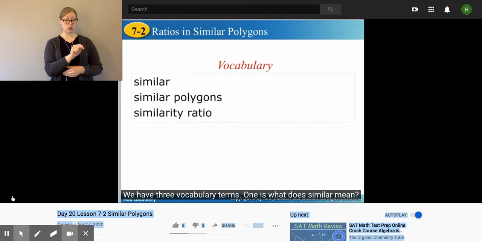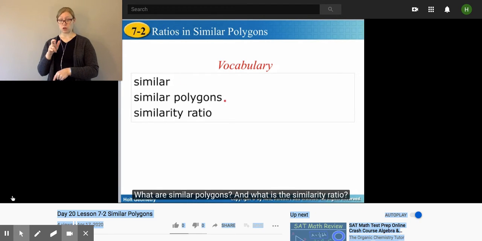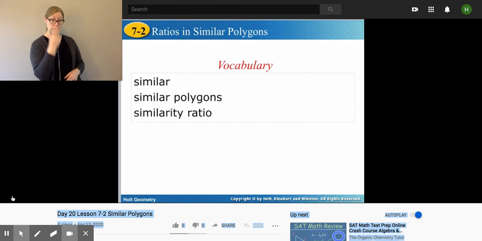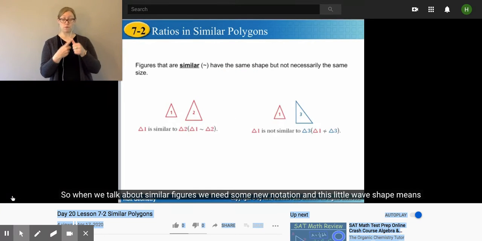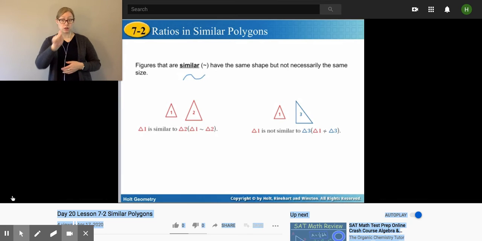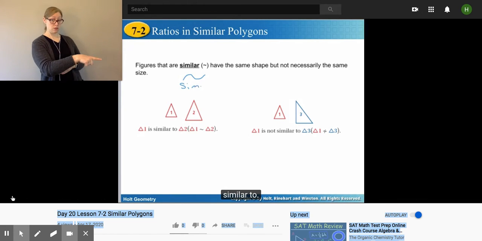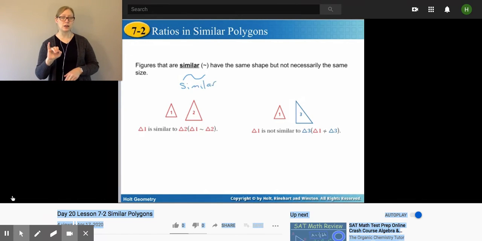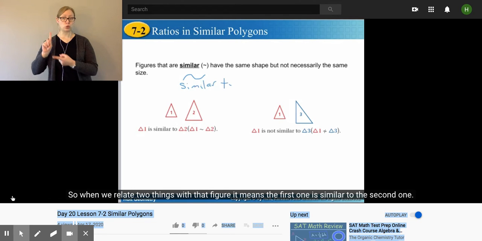We have three vocabulary terms. One is what does similar mean? What are similar polygons? And what is the similarity ratio? So when we talk about similar figures, we need some new notation. And this little wave shape means similar to. So when we relate two things with that figure, it means the first one is similar to the second one.